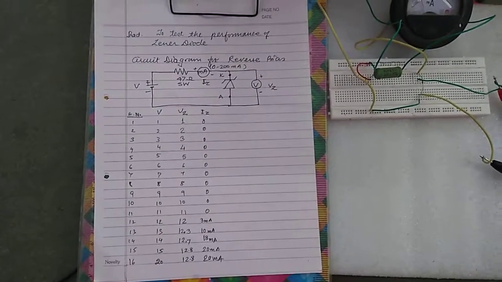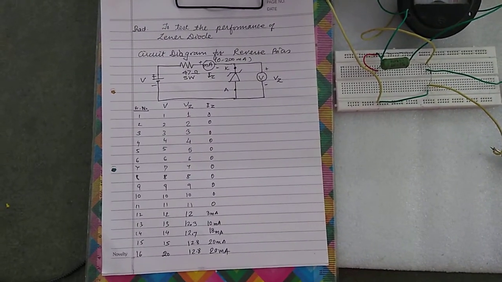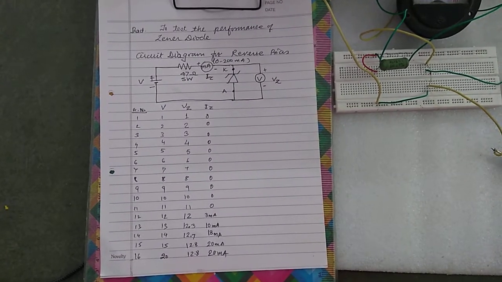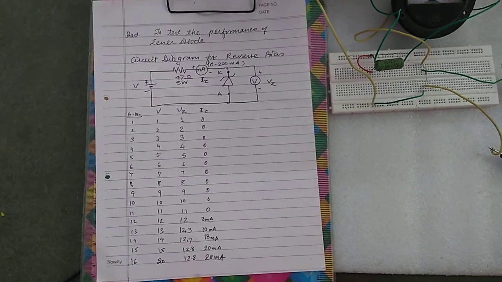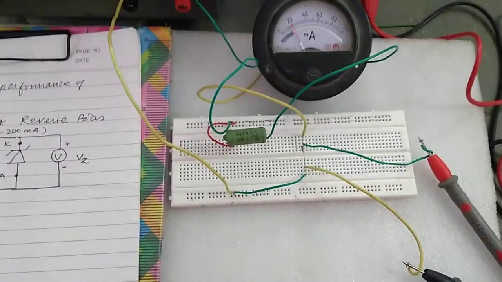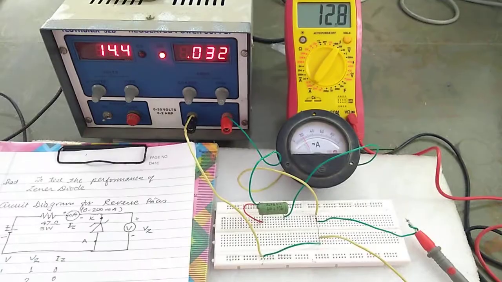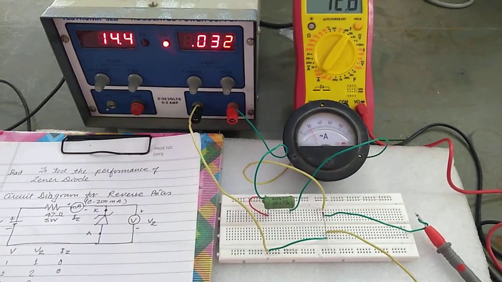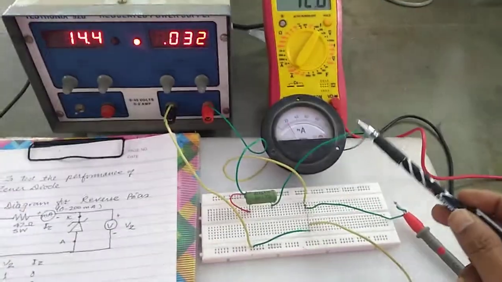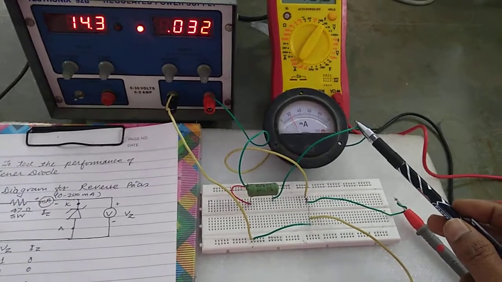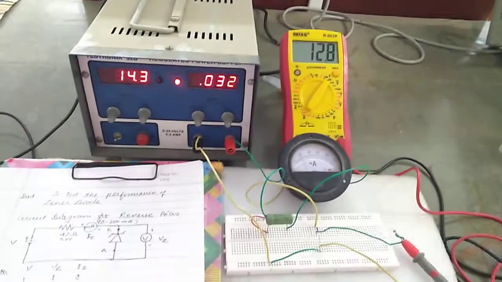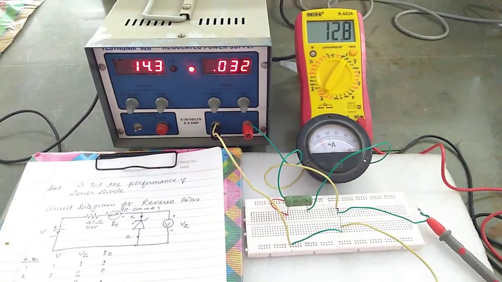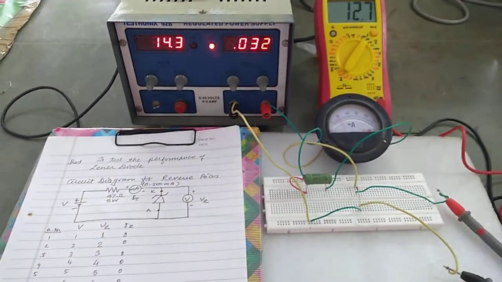So in this way we have plotted the observation table. Students have to take the snapshot of this. This is the circuit diagram for reverse bias. This is the actual circuit setup. This green wire indicates it is positive terminal of ammeter. So students have to draw this circuit setup, the actual setup used in the lab.